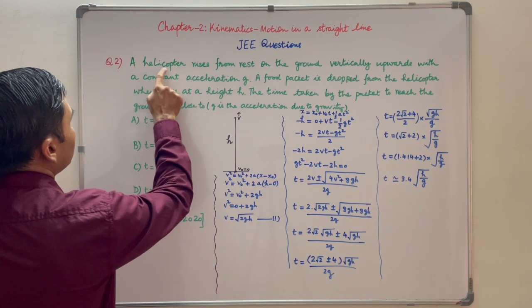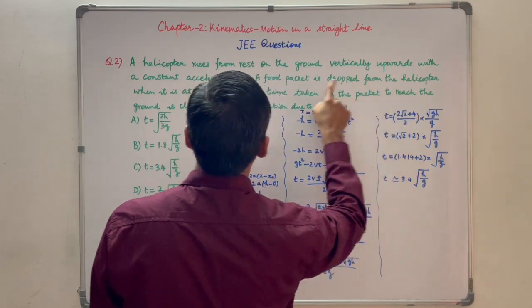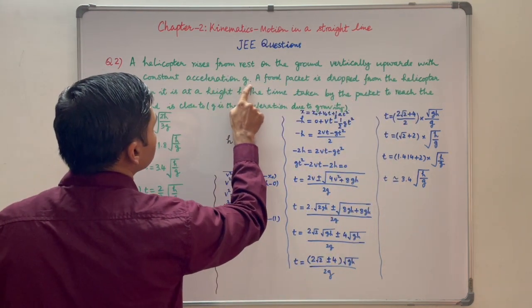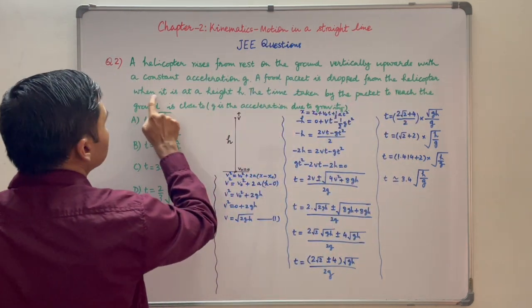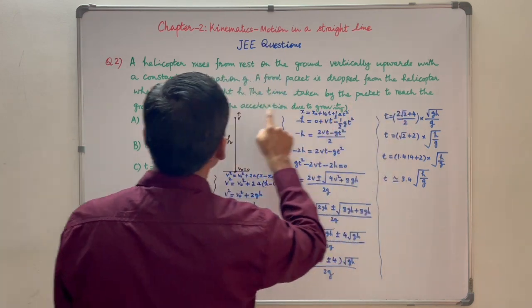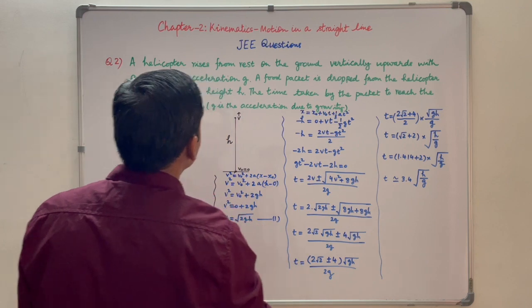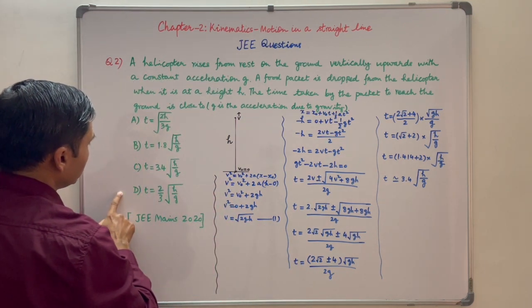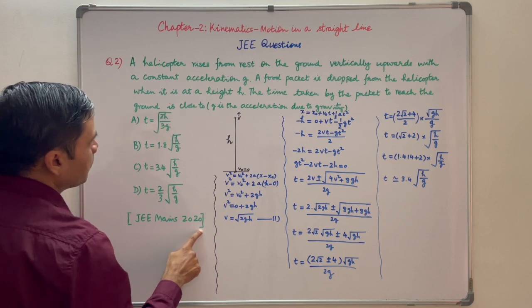Second question: a helicopter rises from rest on the ground vertically upwards with a constant acceleration g. A food packet is dropped from the helicopter when it is at a height h. The time taken by the packet to reach the ground is close to, g is the acceleration due to gravity. These are the options given. This question appeared in JEE Mains 2020.